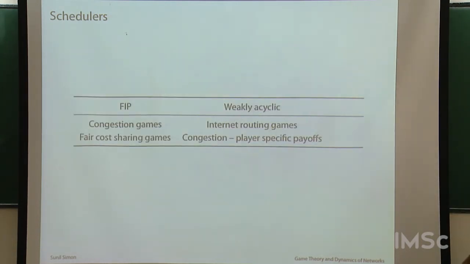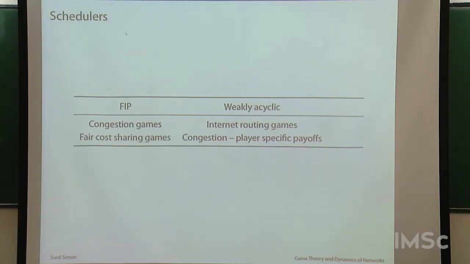Examples. So FIP we already saw. Congestion games are a large class of games which models many practical applications like road networks, packet switching networks, and so on. So these games have the finite improvement property. Weakly acyclic games, there are some internet routing games which fall into this class. One important point about congestion games was this delay function. It only depended on the number of players using that particular resource. It didn't depend on the identity of the player.